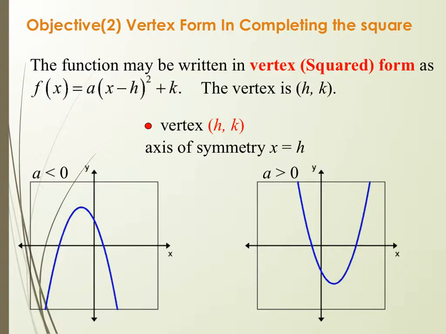Our second objective is the vertex form and completing the square. The function may be written in vertex form as follows: f of x is equal to a times x minus h squared plus k, where the vertex is h, k. Notice we've talked about this in the past sections. The axis of symmetry has to be at x equals h. Where is that? That is where we have the axis of symmetry going through the vertex. This is called the axis of symmetry, and this is at x equals h in both cases.